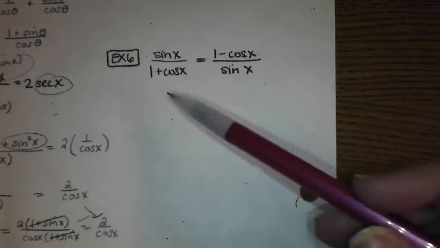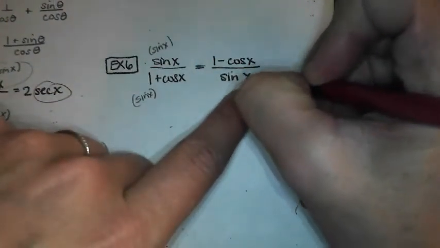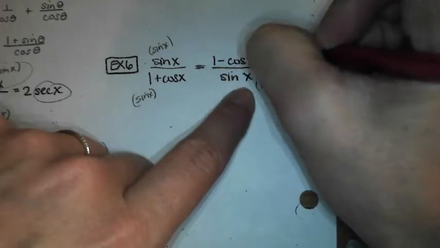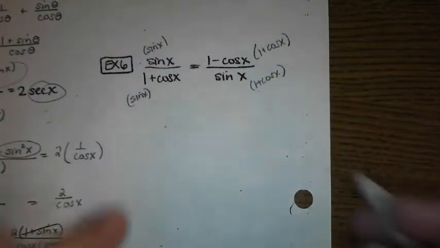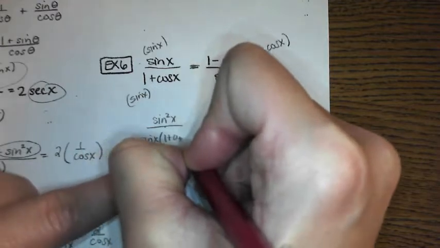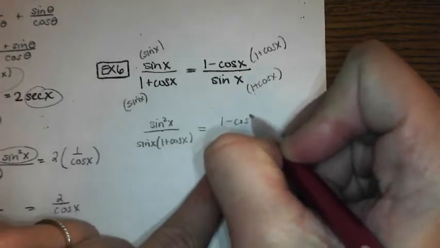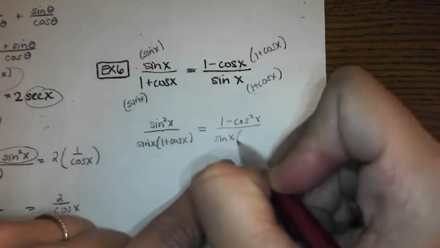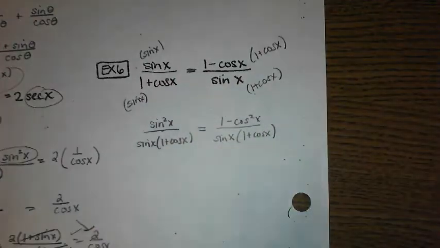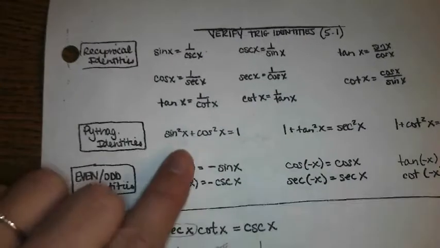So again, what we can do is get a common denominator. On the right side, we need 1 plus cosine x. And then we get sine squared x over sine x, 1 plus cosine x on the left. On the right, we're multiplying conjugates, so that's just 1 minus cosine squared x over sine x, 1 plus cosine x. And then this 1 minus cosine squared x, if we go back to the front again, I can do something similar to this Pythagorean identity that I did the first time.